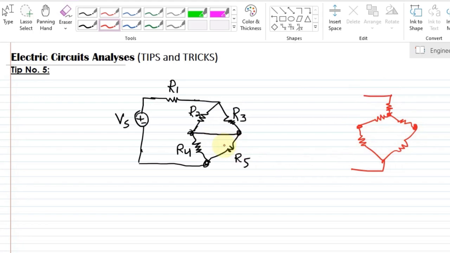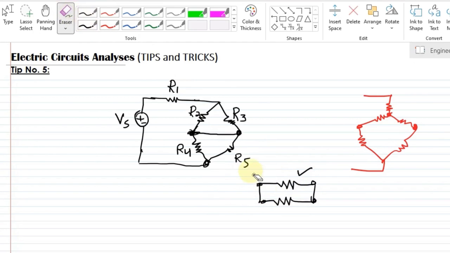But here we have another scenario. What is the configuration here? This is basically not the delta connection. Why? Because the two ends of R2 and R3 are connected with each other, and according to the definition of parallel circuits, if the two ends of any two resistors are connected together, these two resistors are in parallel with each other, just like here.